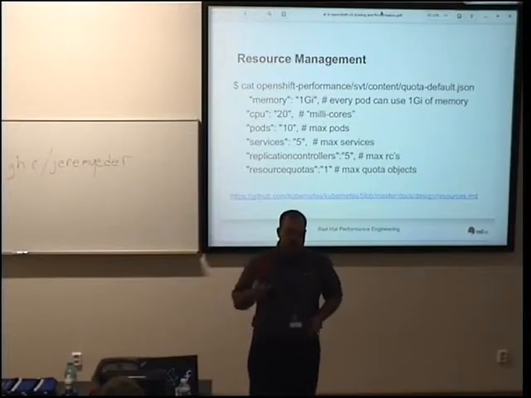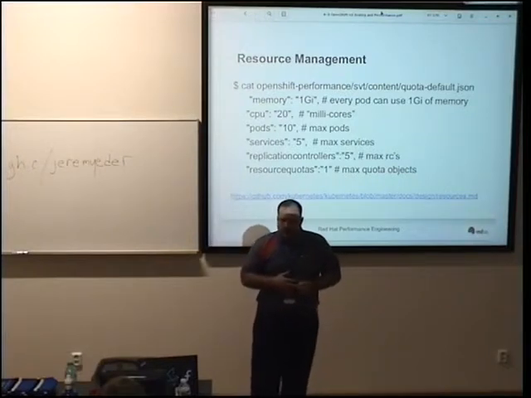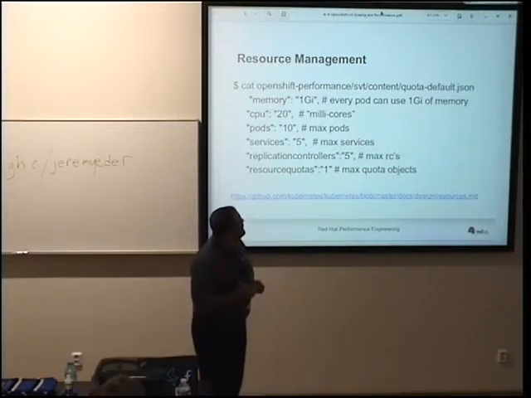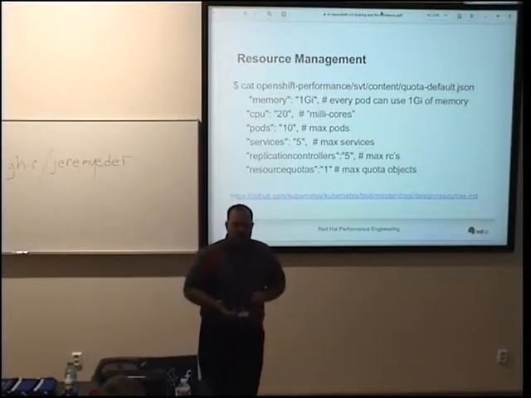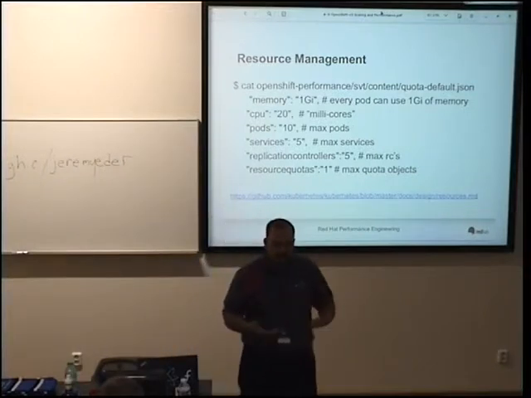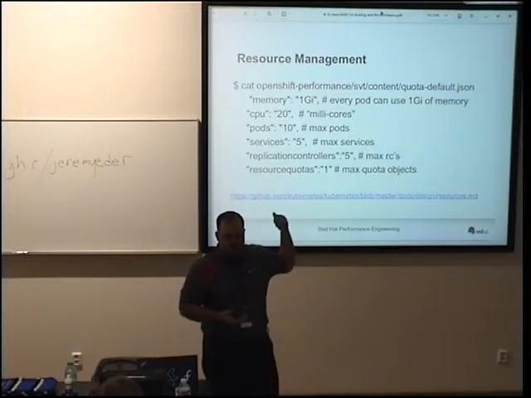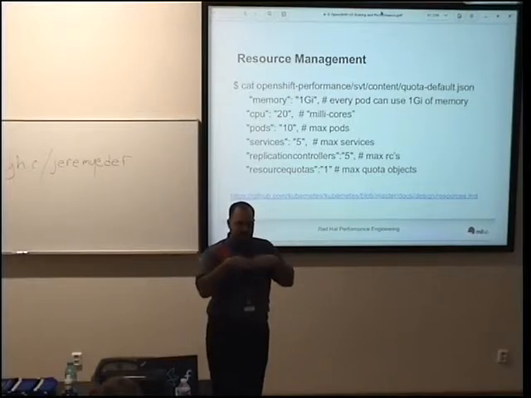These quota files are per project. We're going to increase the granularity to make it per pod as well, but it's not yet. And inside the quota can be things like how much memory they can use, how many pods they can run, how many replication controllers, blah, blah, blah, right? Does that make sense?